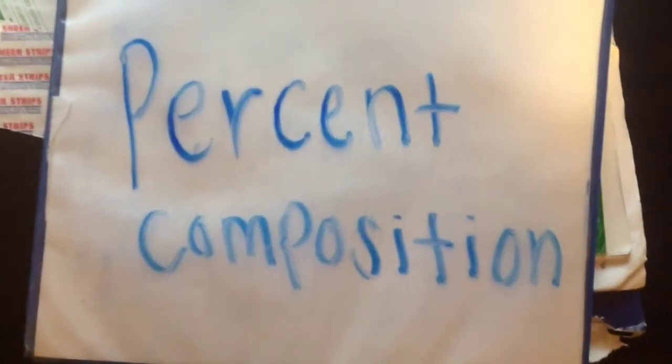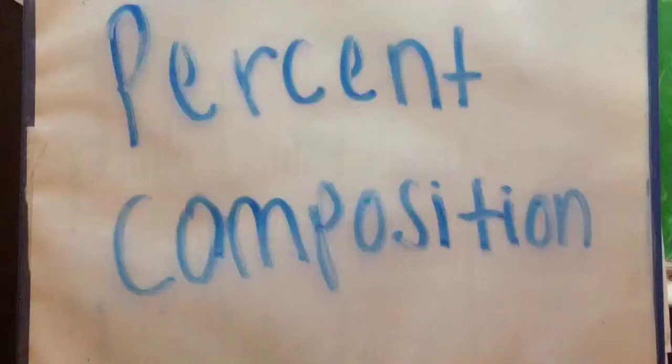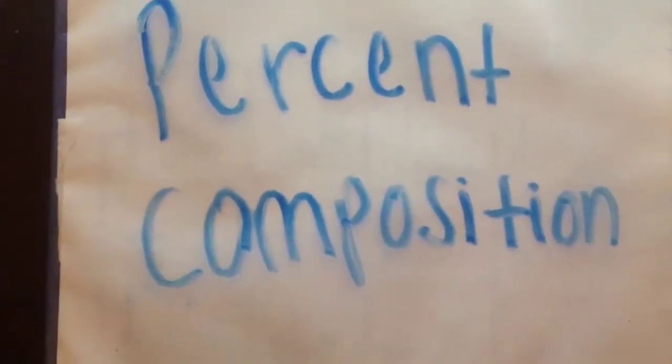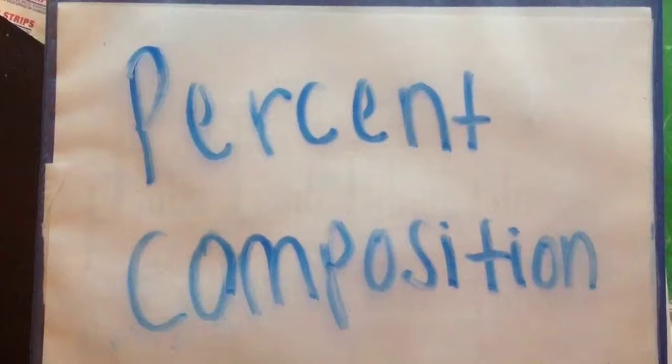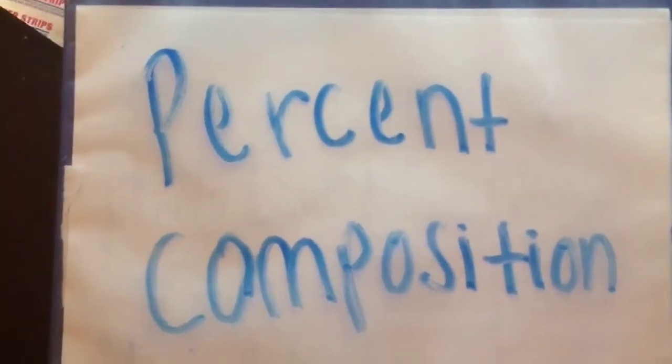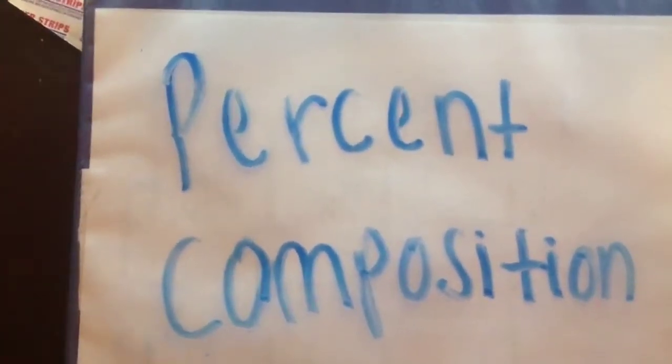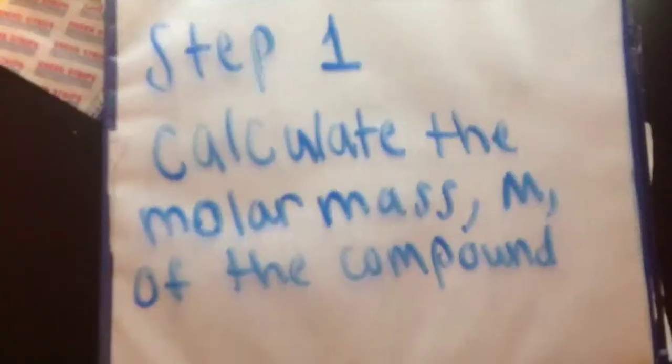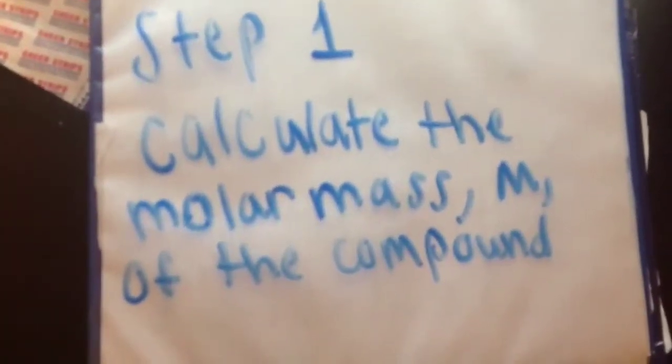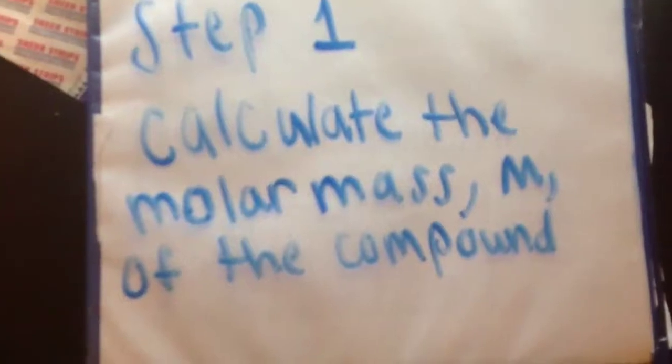Today we will be learning percent composition. The percent composition of a compound is a relative measure of the mass of each different element present in the compound. Step 1. Calculate the molar mass, M, of the compound.